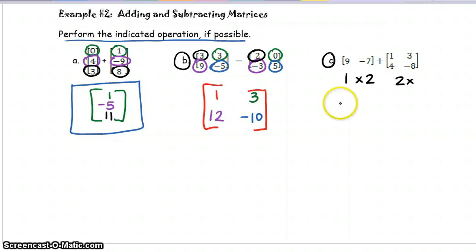Looking at the last example we have, the dimensions of this are 1 by 2 and 2 by 2. Therefore, the dimensions do not match up, and this is not possible to add.